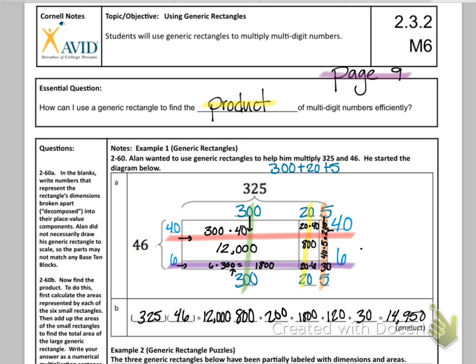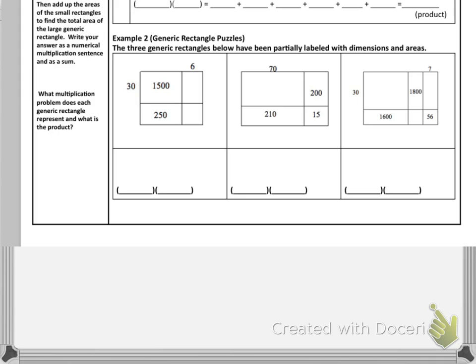Let's take a look at the next set. Now we're going to change it. This time, instead of solving a generic rectangle, we're going to work backwards and find the missing pieces. First thing we're going to do is transfer our numbers. If we have a 6 up here on the top, we need to transfer it to the bottom. A 30 is going to transfer.